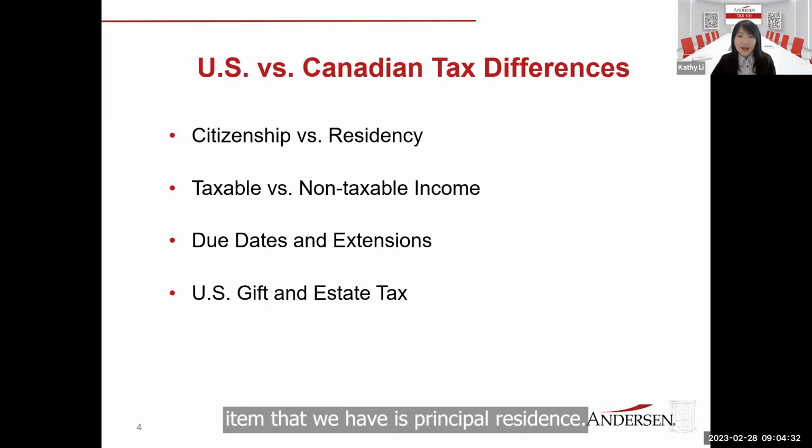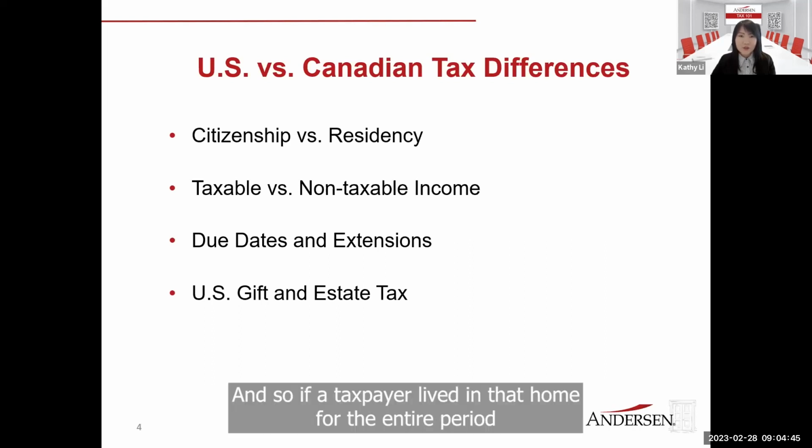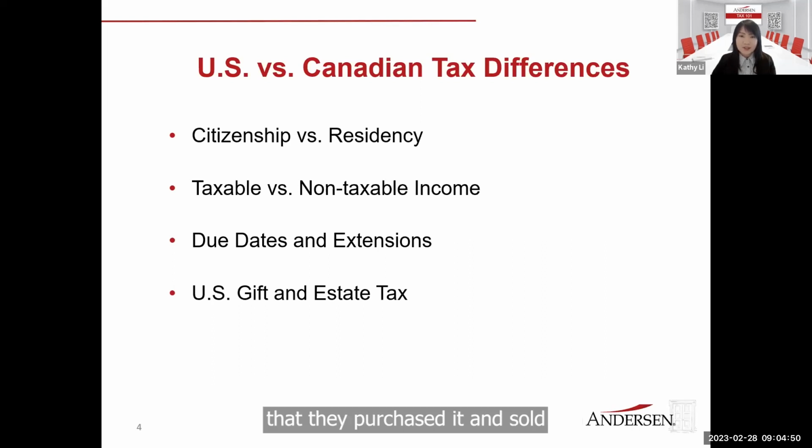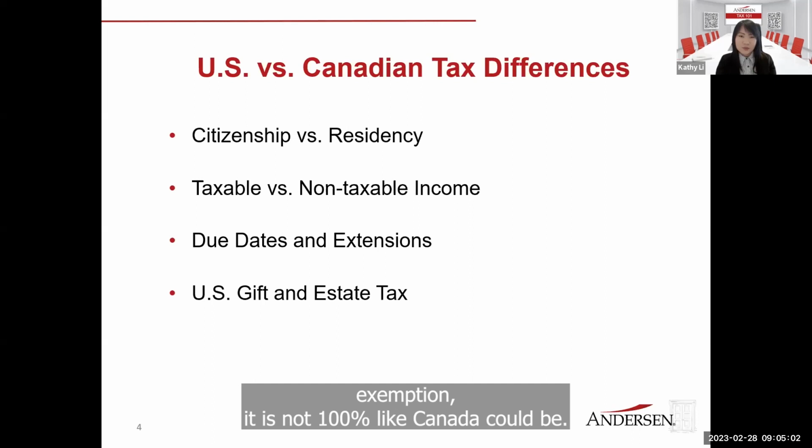Another common item that we have is principal residence. Canada has a very favorable rule where principal residence generally is not taxable when sold, even at a capital gain. And so if a taxpayer lived in that home for the entire period that they purchased it and sold it, they would not have any tax due. But on the US side, even though there is a principal residence exemption, it is not 100% like Canada could be.